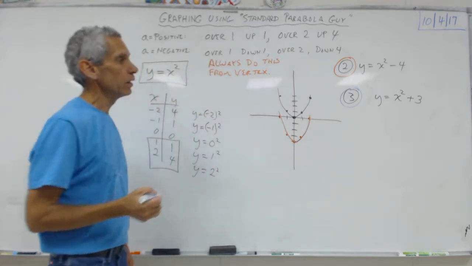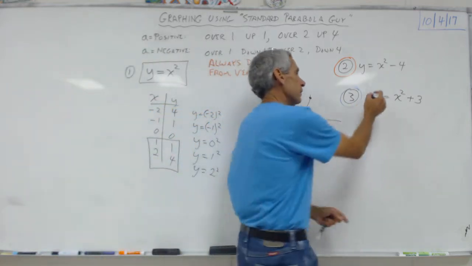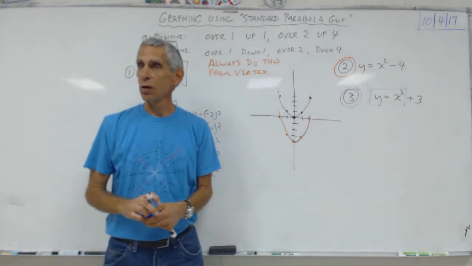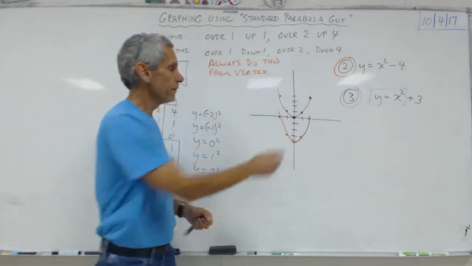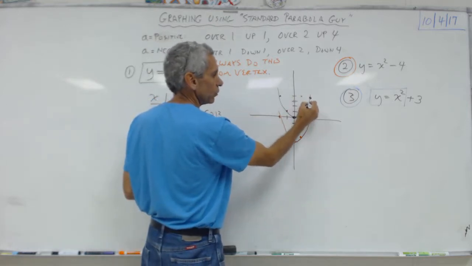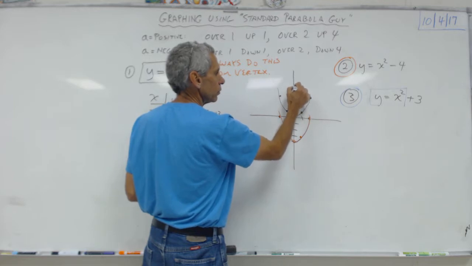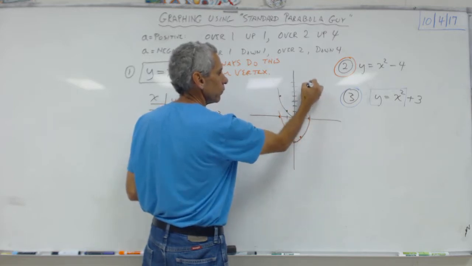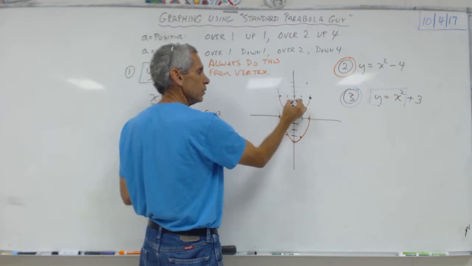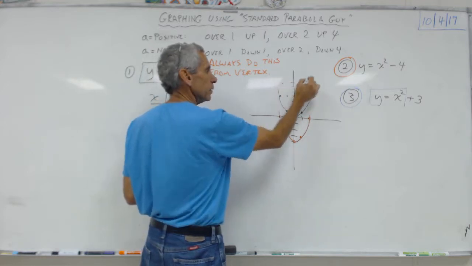And then from there, is it a happy face or a sad face? That's the standard parabola, happy, right? So it's over 1, up 1, over 2, up 4. From my dot, I go over 1, up 1, dot. Over 2, up 4, dot. Back to my original dot, over 1, up 1, dot. Over 2, up 4, dot.